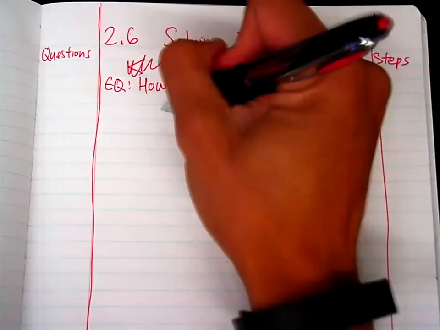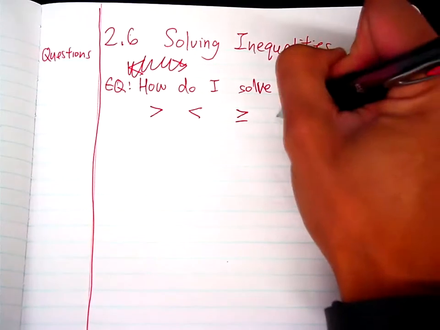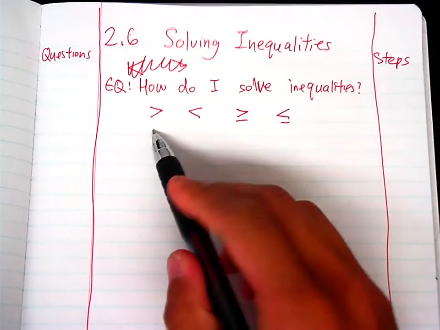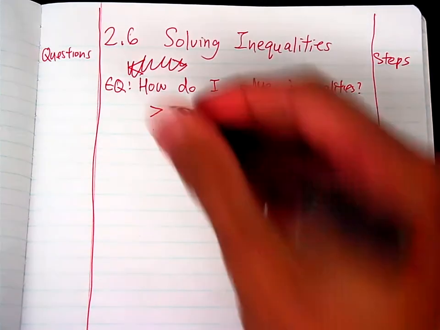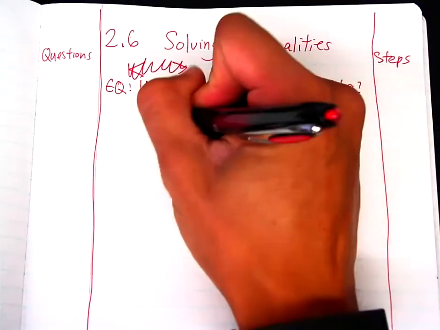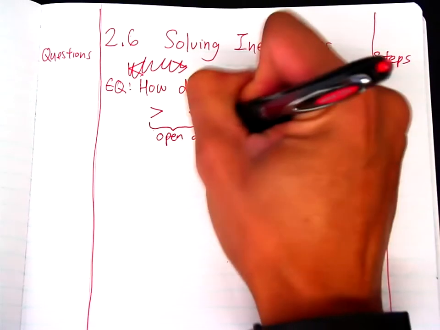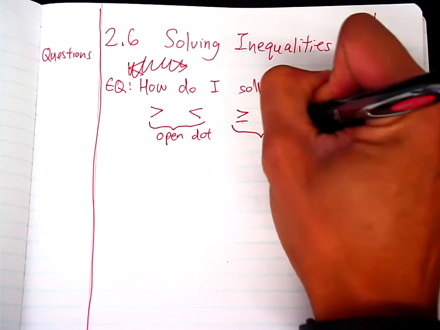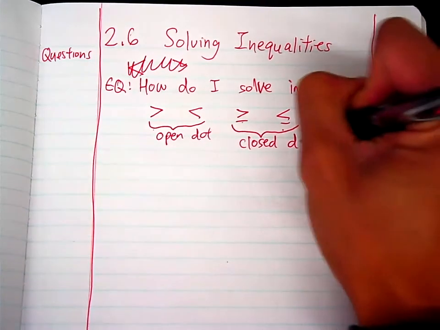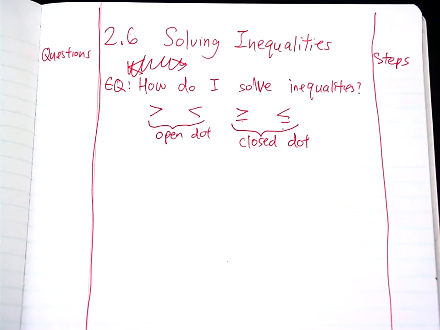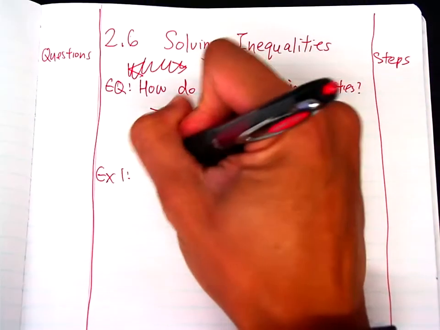Before we start, I just want to go over a quick review of inequalities. This is greater than, this is less than, this is greater than or equal to, this is less than or equal to. For the ones that don't have the or equal to, this is an open dot when we graph. For the ones that have or equal to, it will have a closed dot when we graph. Other than that, I think it's pretty self-explanatory, so let's do the first example.